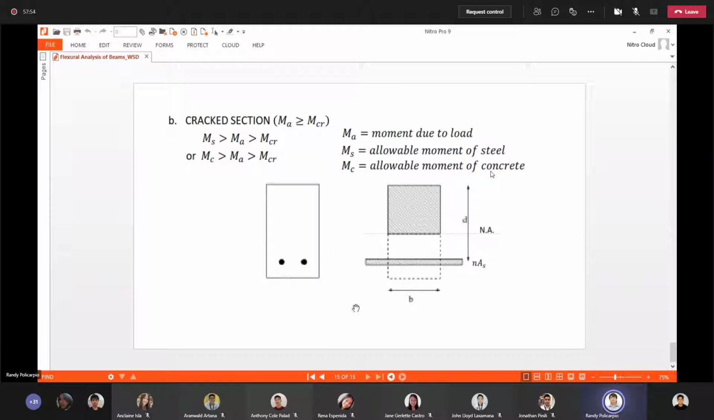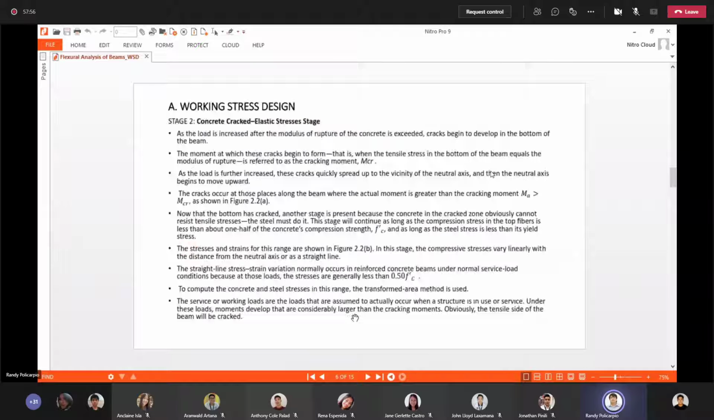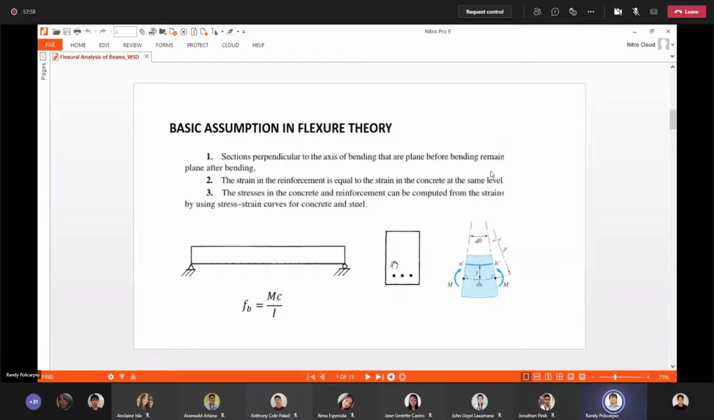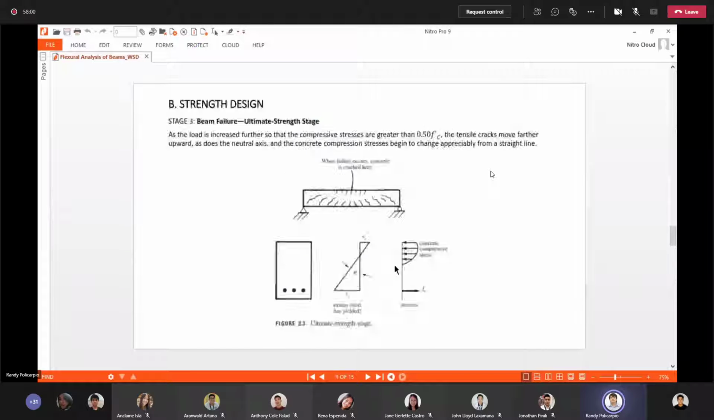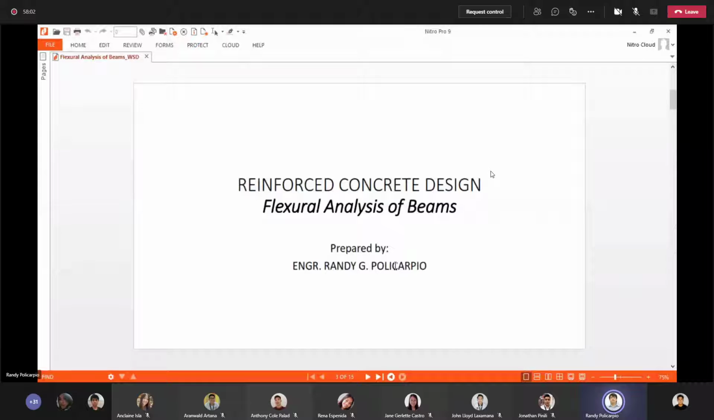Okay, so that is about this presentation. So for us to understand the different stages, no, of our beam, we're going to consider here now yung example problem for cracked section and for uncracked section.